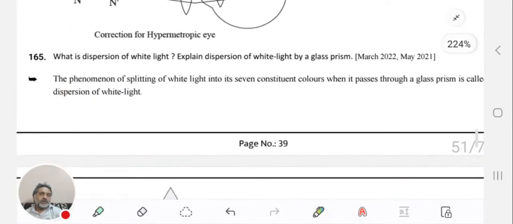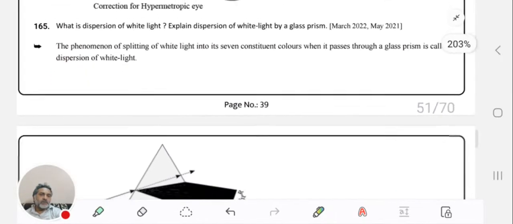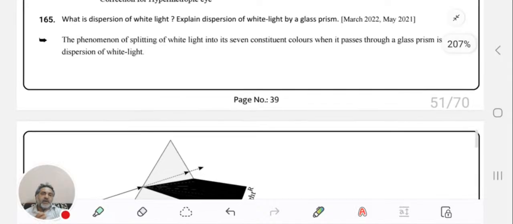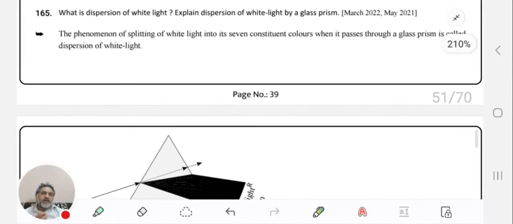Question number 165. What is dispersion of white light? Explain dispersion of white light by a glass prism.